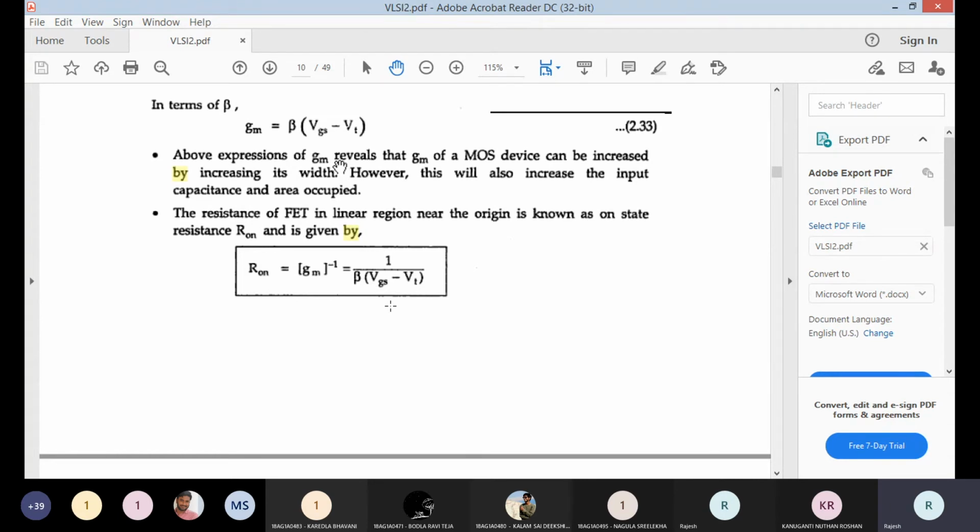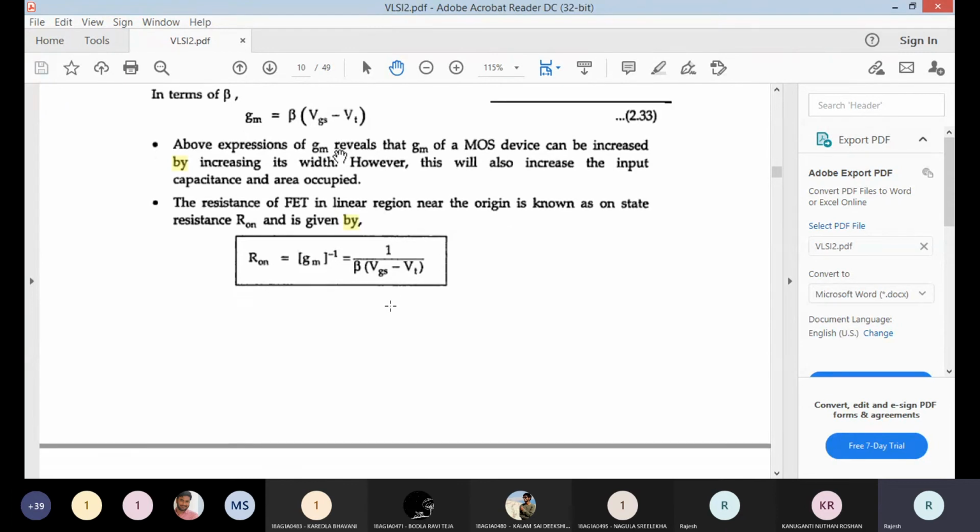And if you increase the width, what happens? The area of a capacitance, A equal to WL. So as we increase the width, area increases, input capacitance increases.